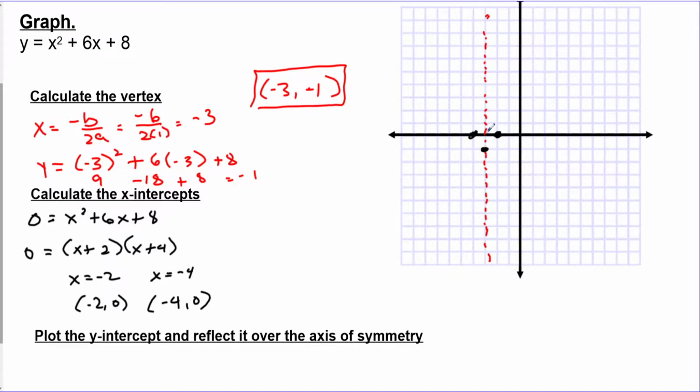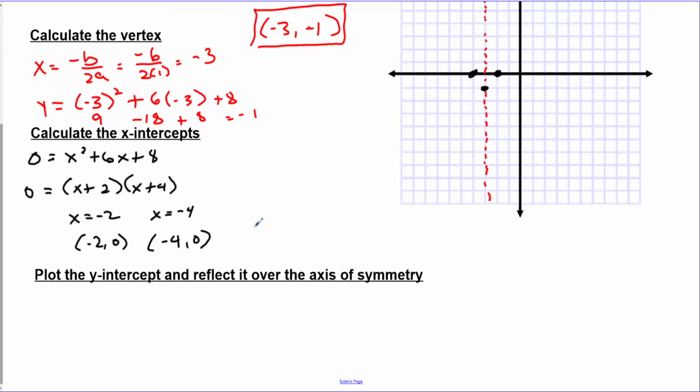And my x-intercepts, I have a point that is 1 unit to the right, and I have another point that is 1 unit to the left. That is a good way to check to see that you have the right x-intercepts. If you don't have 1 point on both sides of this line at the exact same distance, then that means you did something wrong, right? And you want to go back and look at your work, okay?